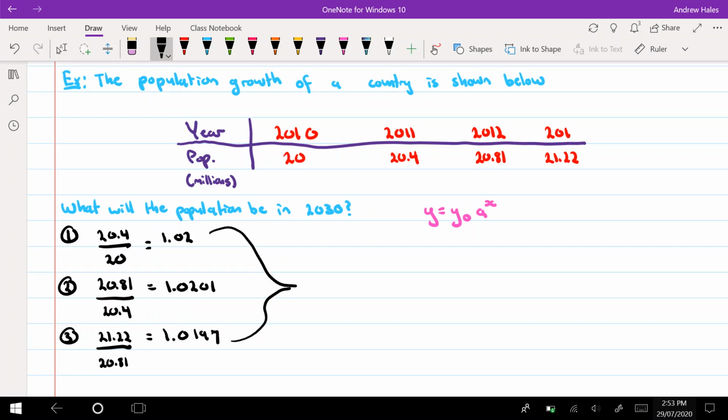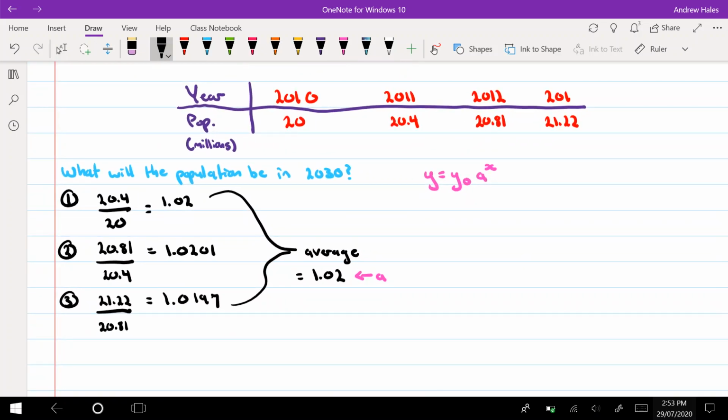Now, essentially, let's just take the average of them. So add all 3 of them together, divide them by 3. The average is 1.02. So let's use that 1.02, and that's going to be our A. Okay?